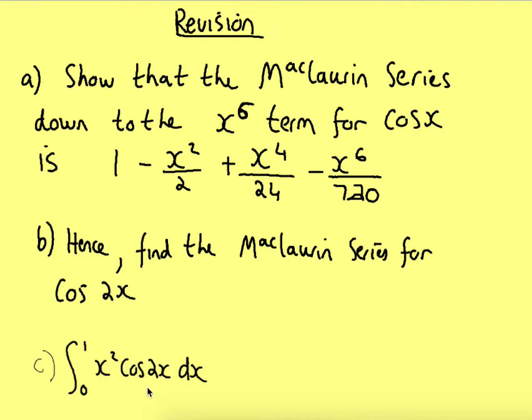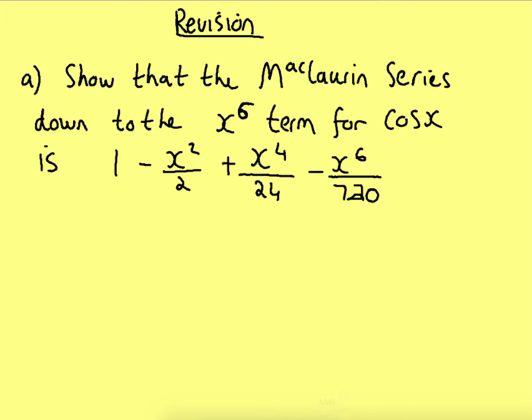Then part C, obviously all these questions follow on from each other. Find the integral between 0 and 1 of x squared cos 2x dx. So pause the video here, take a note of the questions and try it for yourself. Okay, so I'm just going to put the answers up now.